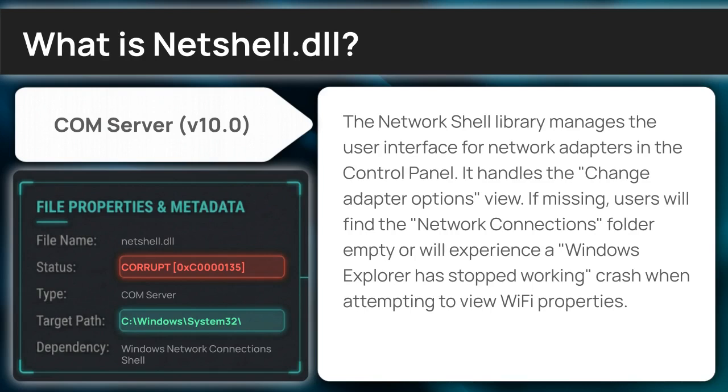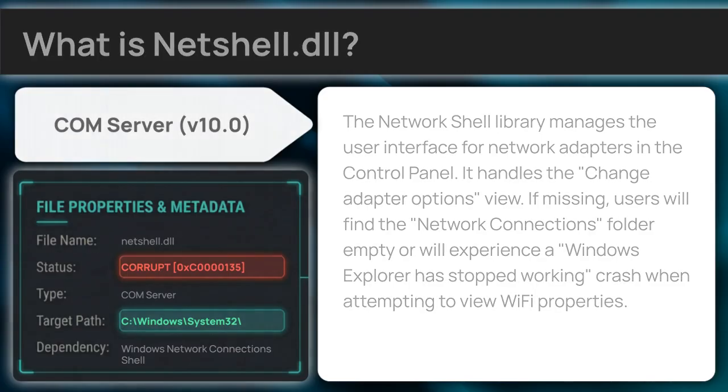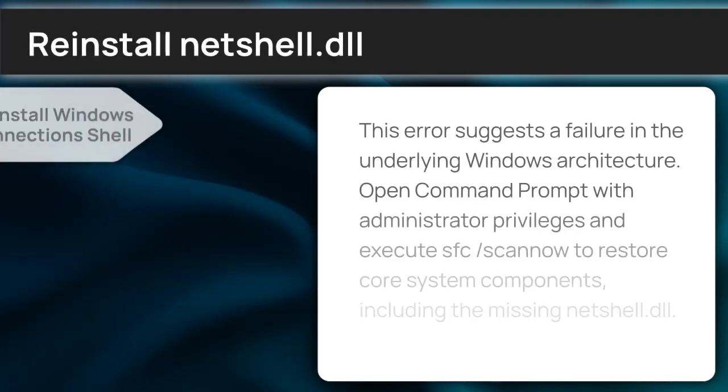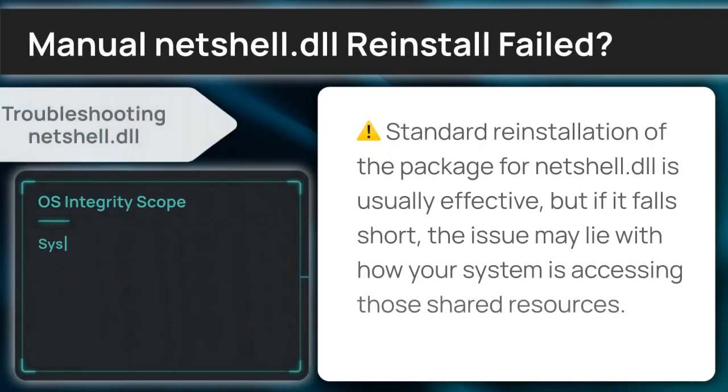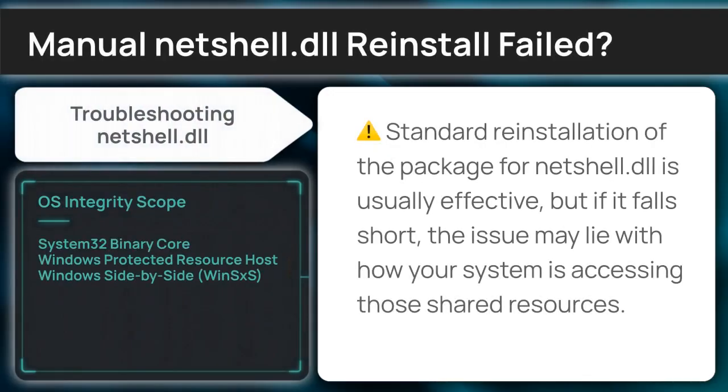Since we've identified what's missing, let's try the official recovery method. This error suggests a failure in the underlying Windows architecture. Open Command Prompt with administrator privileges and execute sfc /scannow to restore core system components, including the missing network connections shell DLL.